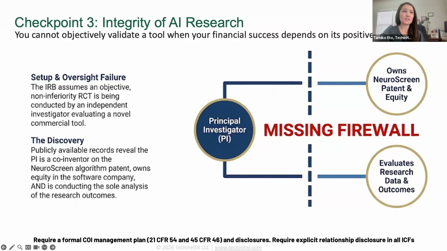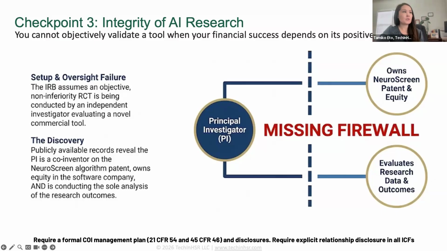So the required actions are pretty straightforward, right? Under 21 CFR 54, financial disclosure requirements of clinical investigators, 45 CFR 46, and depending on your funding institution, the IRB has to require full disclosure, a formal COI management plan, and explicit relationship disclosure in the consent forms.